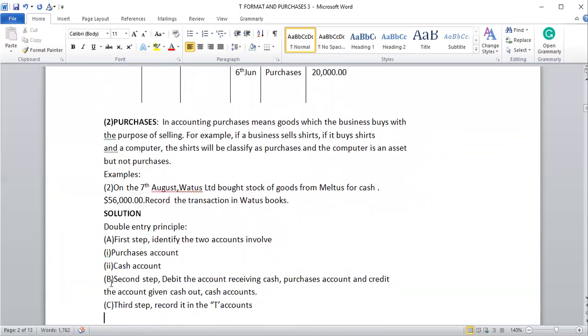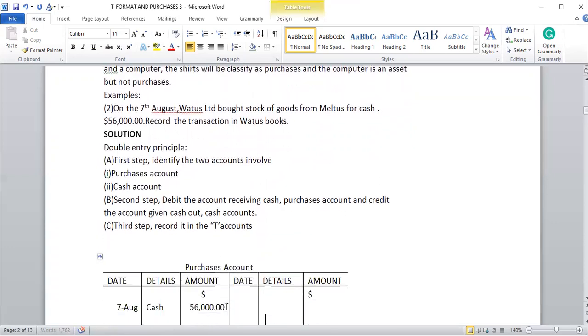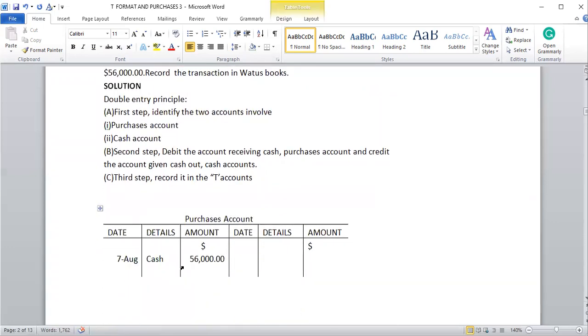And the second step, that's B. The second step is that you debit the account receiving cash, the purchases account, and credit the account giving out cash, that's the cash account. And the third step is that you record it in the T account. So let us look at the T account. So this is the T account. The purchases account first, it has to be debited. So when you come to the left-hand side, it has been debited.